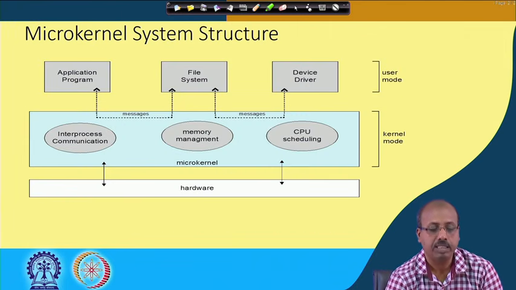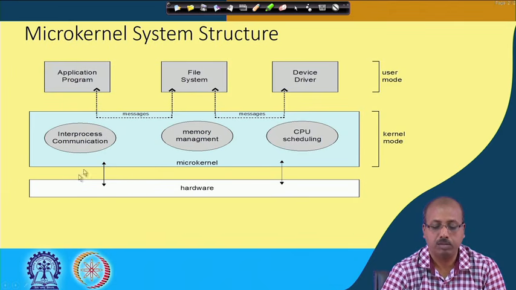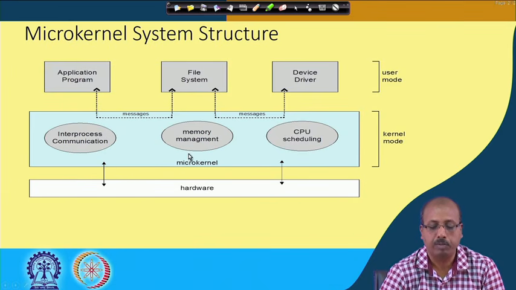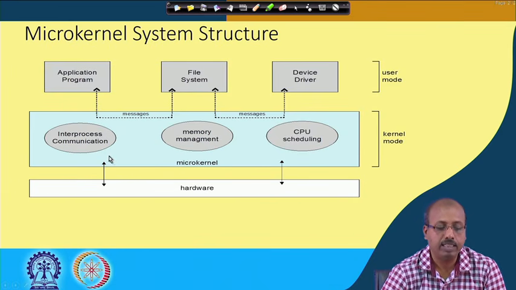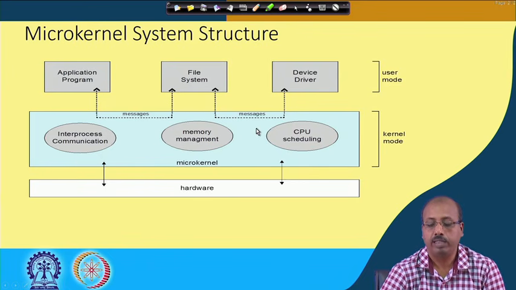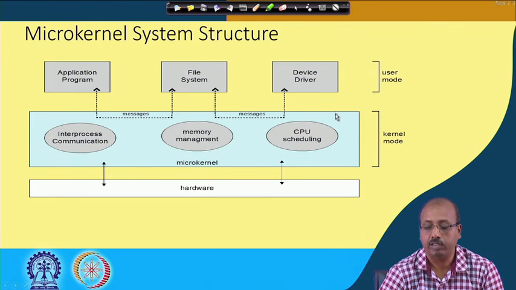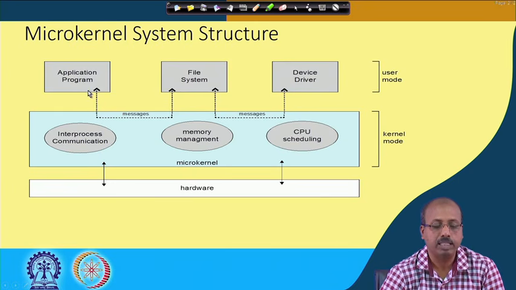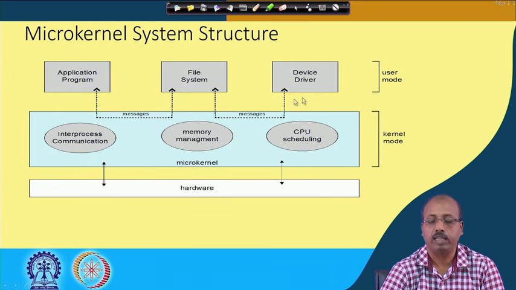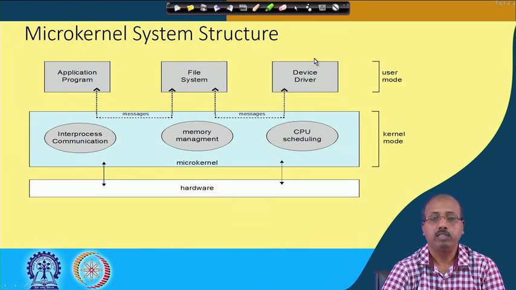So, this is a typical structure of a microkernel system. Basically, on top of the hardware we have the microkernel, and the microkernel has interprocess communication primitives, memory management and CPU scheduling policy. These are what consist of the kernel mode of operation, and other components like application programs, file system and device driver will all be running in the user mode only.